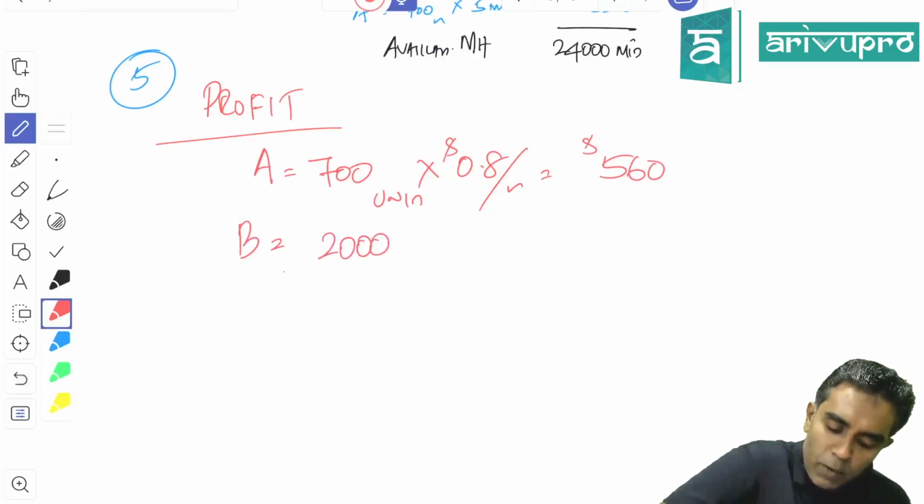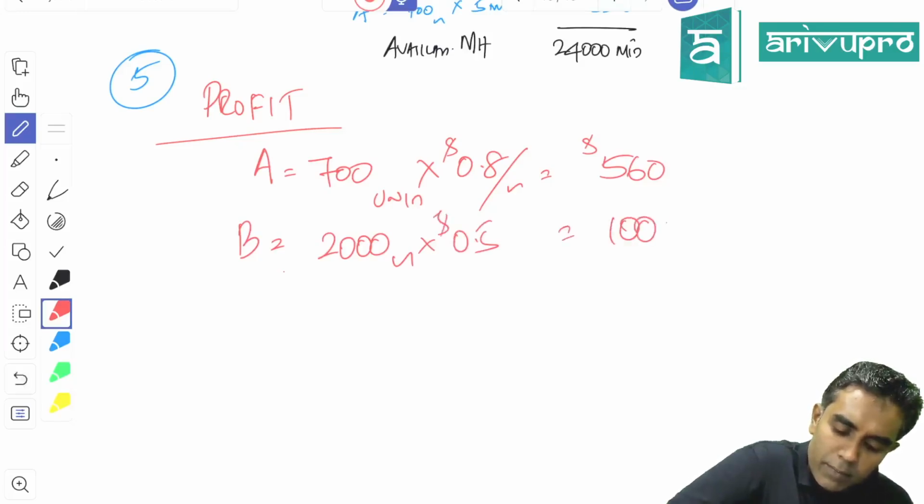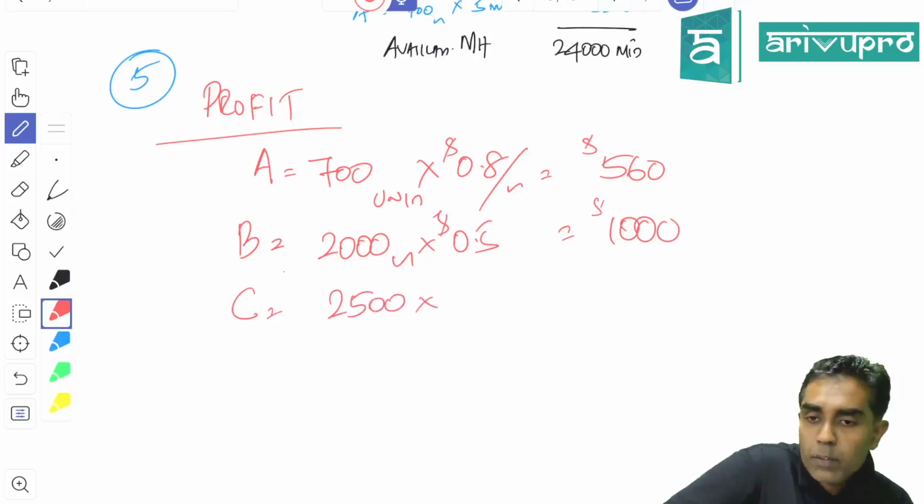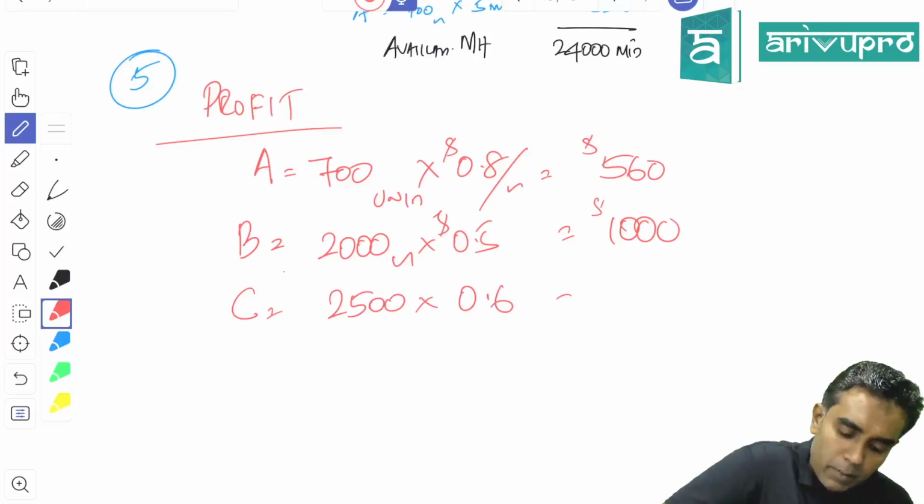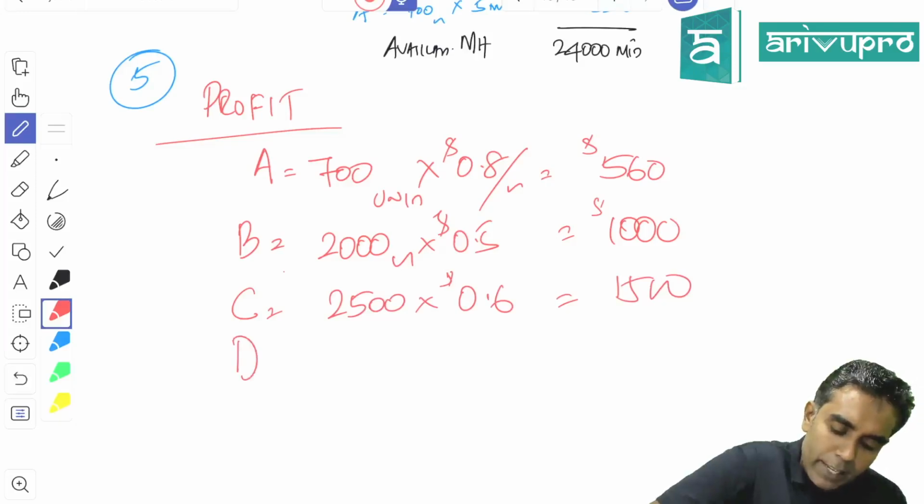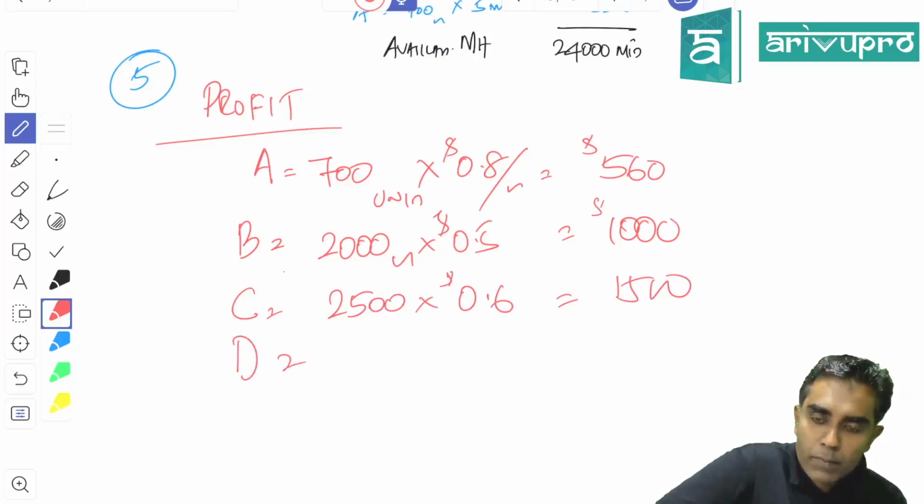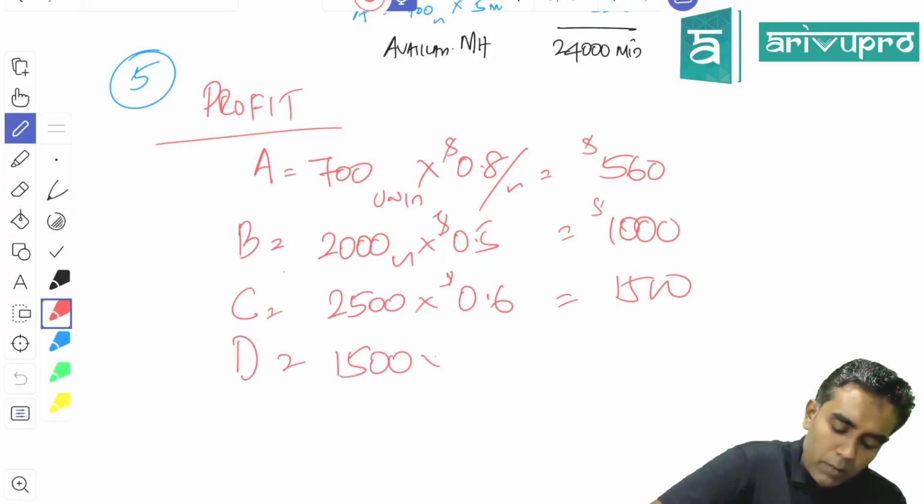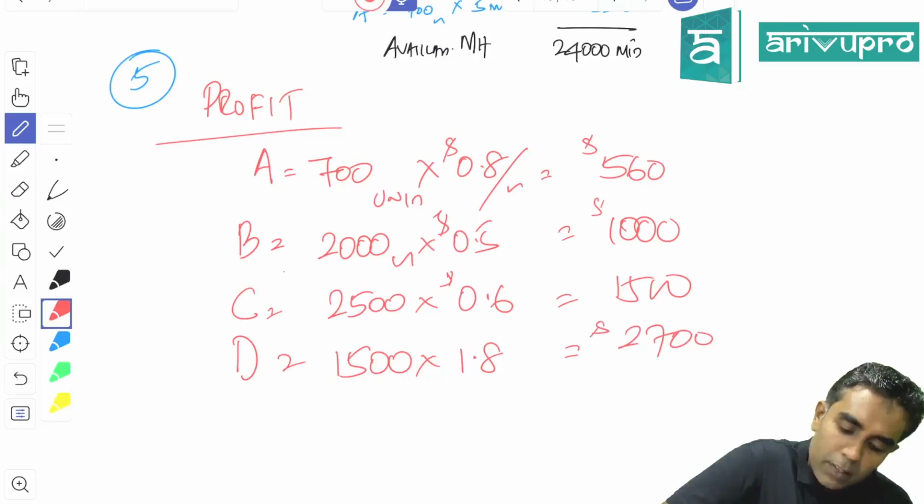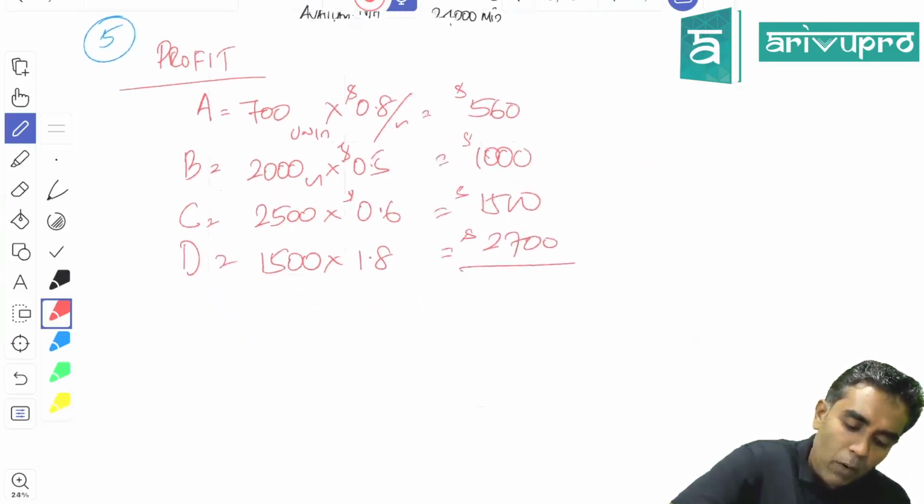Each unit, what is our contribution? 0.5, that was 1000. Correct? Third product C, how many units? What is our throughput contribution? Then it gives 1500. D, how many units? 1.8. That would give you $2,700. This is the total throughput contribution incorporating all four products.